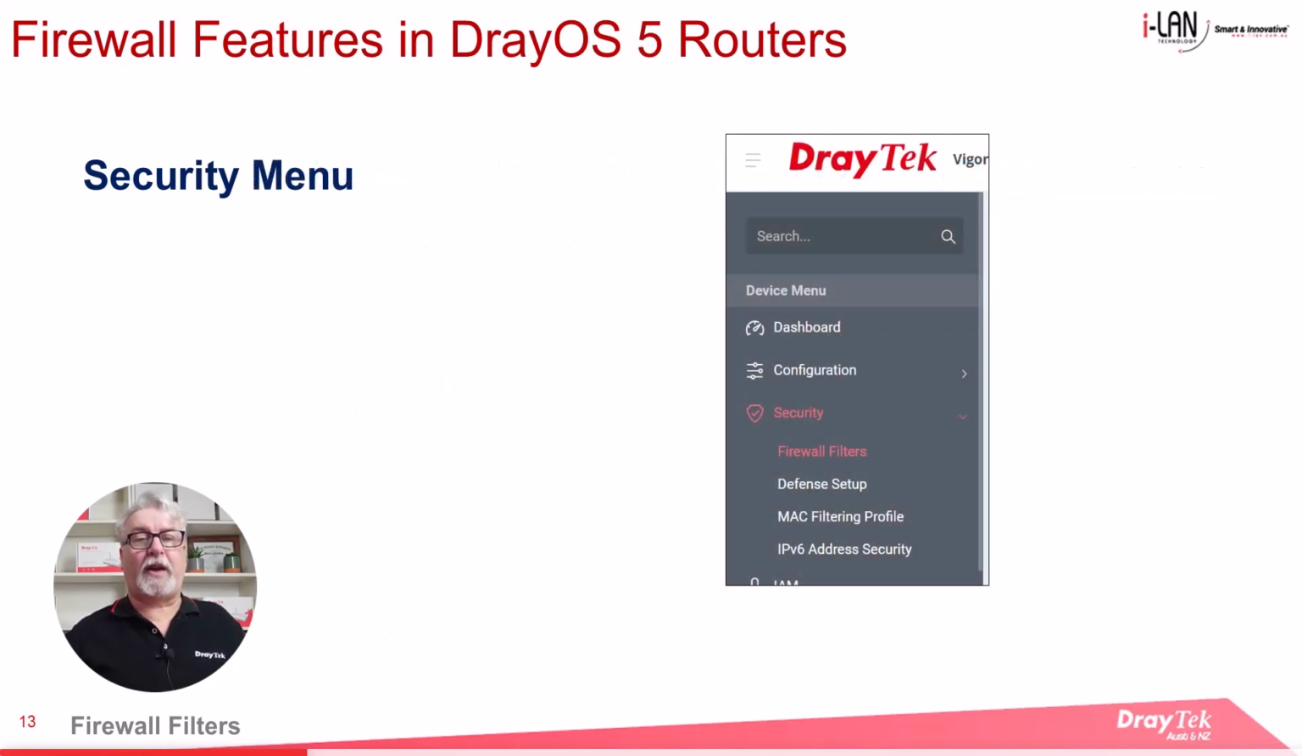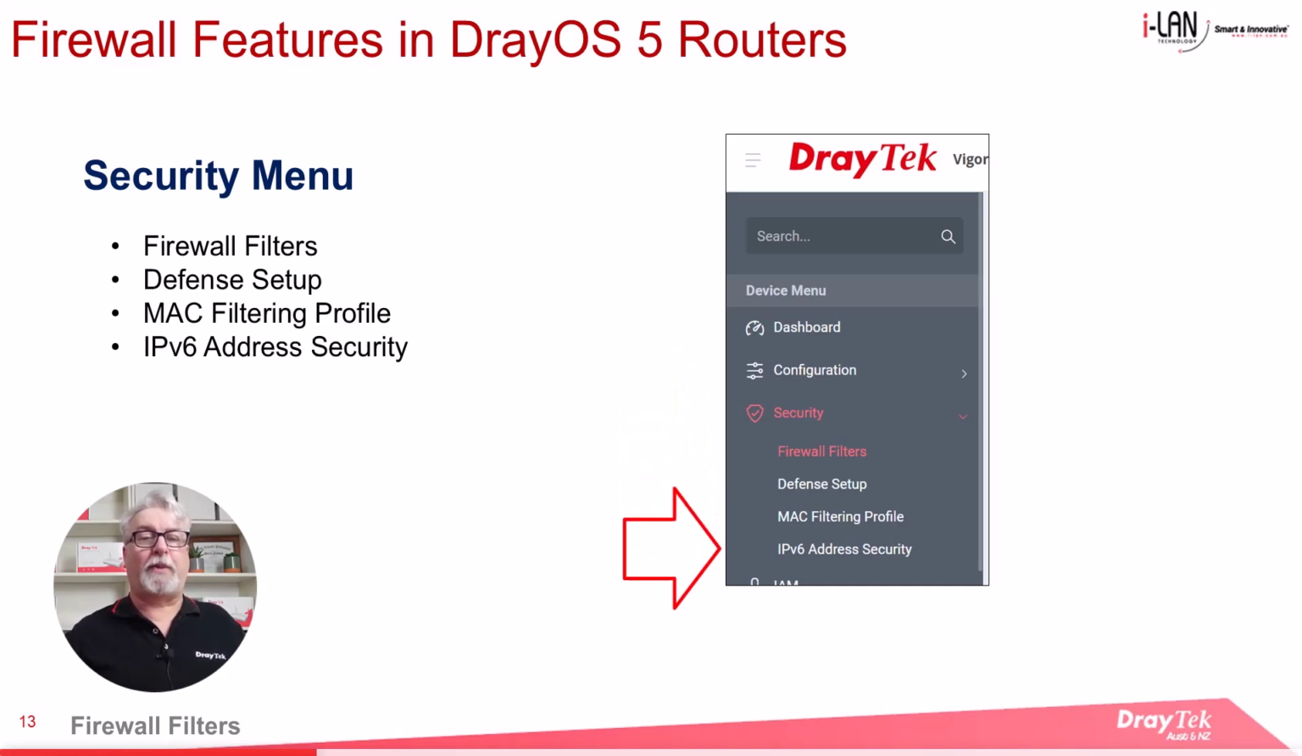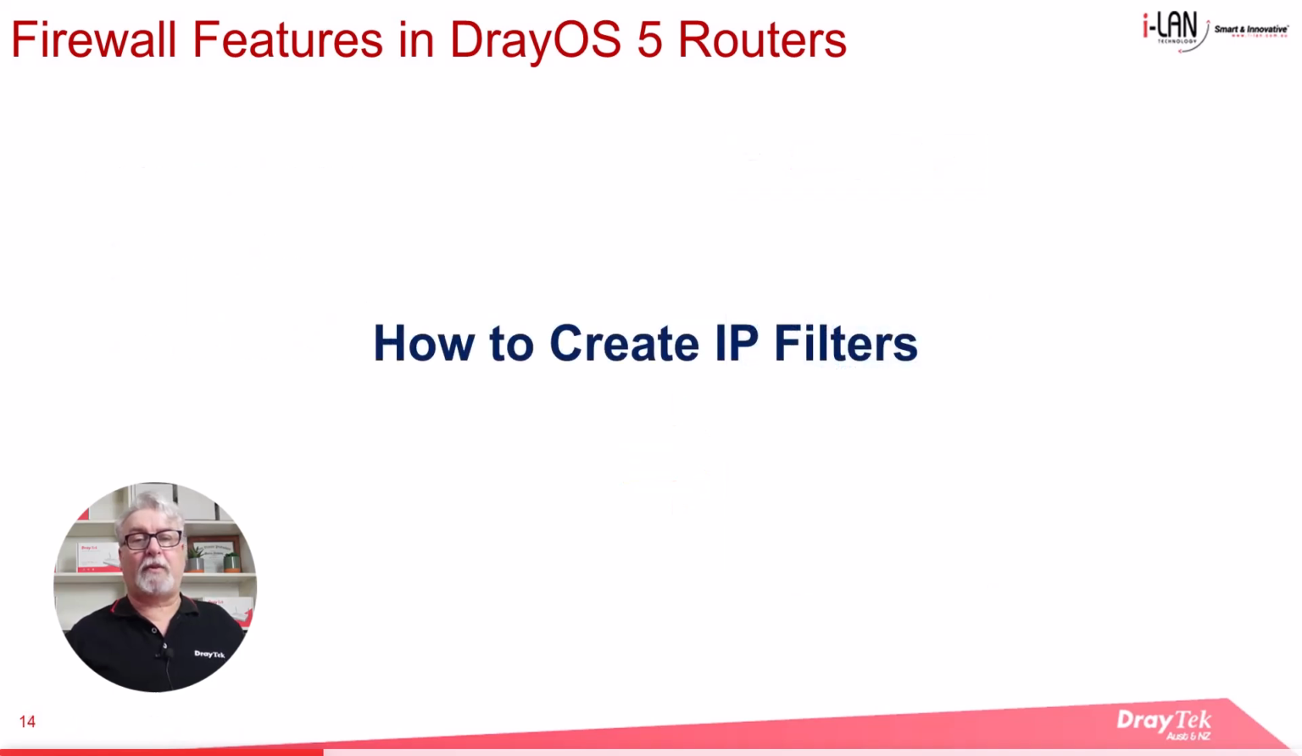In DrayOS 5 routers, we now have the security menu option where various security parameters can be configured, which include firewall filters, defense setup, MAC filtering profile, and IPv6 address security. Today we'll just focus on the first menu item, firewall filters. Now that we have an idea of what a firewall filter is and where to find it in the router configuration menu, let's have a look at how to set these up in a DrayOS 5 router.